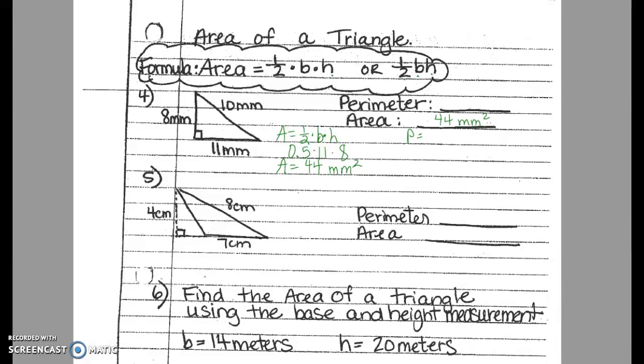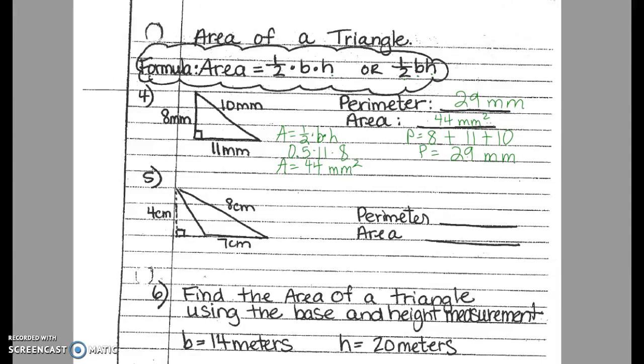Perimeter is going to stay the same. The formula is always going to be the same. I add up all the sides. What are my 3 sides that I'm going to add up? 8. So I put down 8 plus 11 plus 10. Do your math. Okay, so when you did your math, did you get 29 millimeters? Yeah. Okay, so let's add that up top to our line.